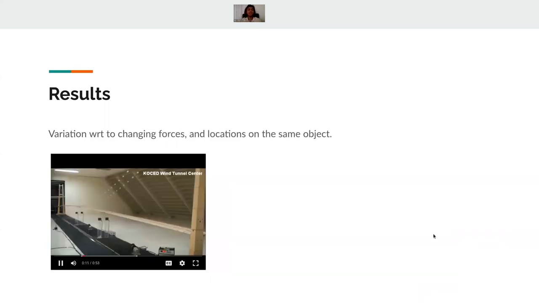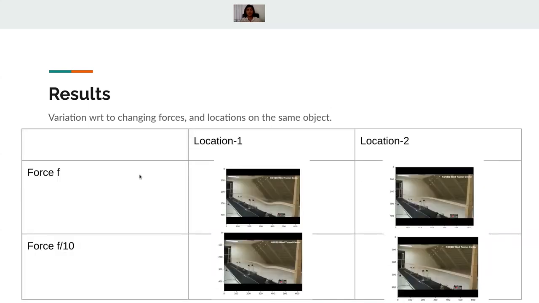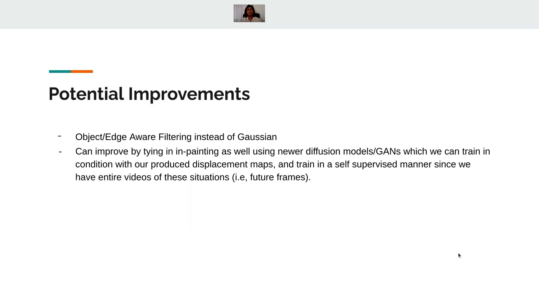Here we take another example to show the variation with respect to changing forces and location on the same object. Here we have this bridge that's just shaking in a wind tunnel. At force F, we see a certain amount of deviation in location 1, and once we reduce the force by 10, we see a lot lesser deformation. Here we take another object and the same force applied to a different location, we see the deformation pattern is also very different and the amount is different too. And it's the same one over here. When we cut it off, we see very little change at all over here.